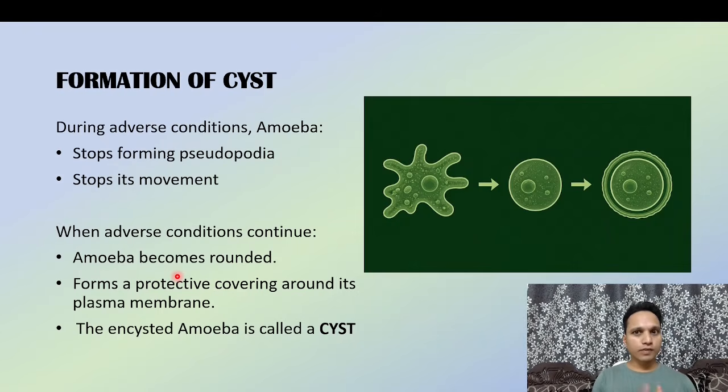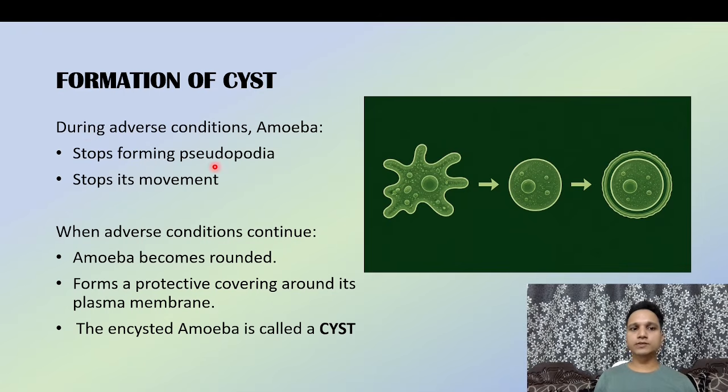So let's get started with the first step of multiple fission. It's not like the amoeba is simply separating, forming a furrow, and then getting separated into two daughter amoebas. It's not that easy in case of multiple fission. Multiple fission is comparatively a difficult process for amoeba. So during adverse conditions, what happens?